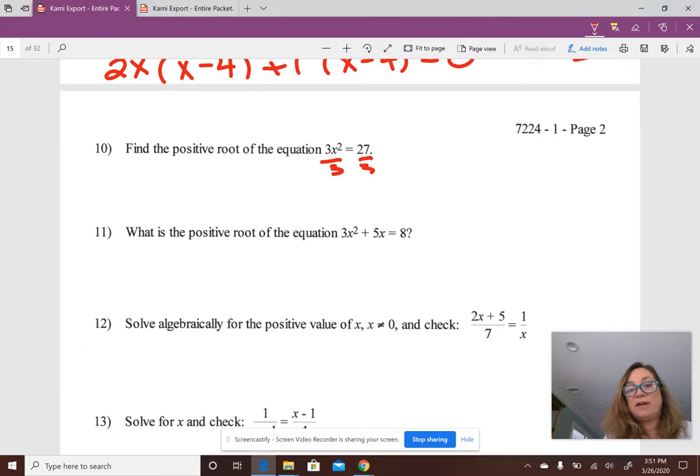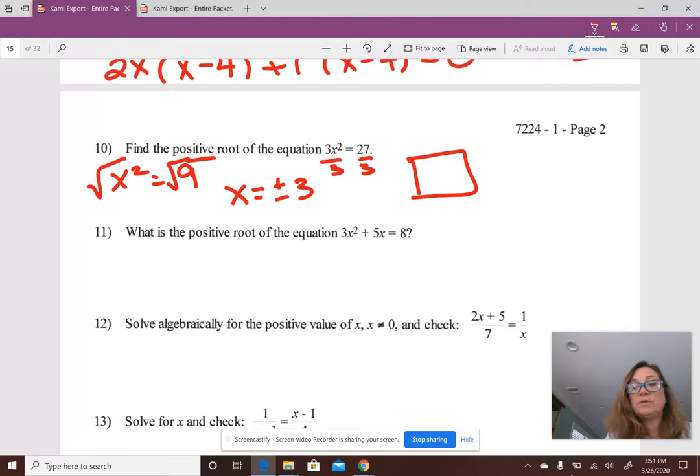Divide by 3, x squared is equal to 9. Square root both sides. You get x is equal to plus or minus 3. They only want the positive root, so the answer is 3. Okay, sometimes you have to make sure you're actually answering the question that they asked. That's really important.